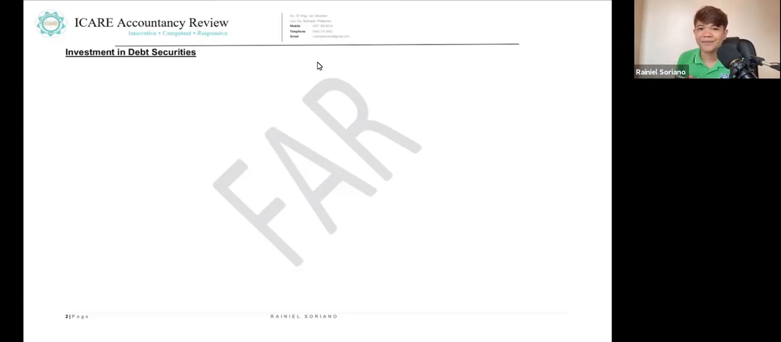According to IFRS number 9, there are 3 possible classifications here. What are those? Investment in financial asset at fair value through profit or loss. Pangalawa, investment in financial asset at fair value through other comprehensive income. Then pangatlo will be the investment in financial asset at amortized cost. Okay? So tatlo yung possible na maging classification ng investment natin dito. Hindi siya automatically at amortized cost. Maliwanag ba?